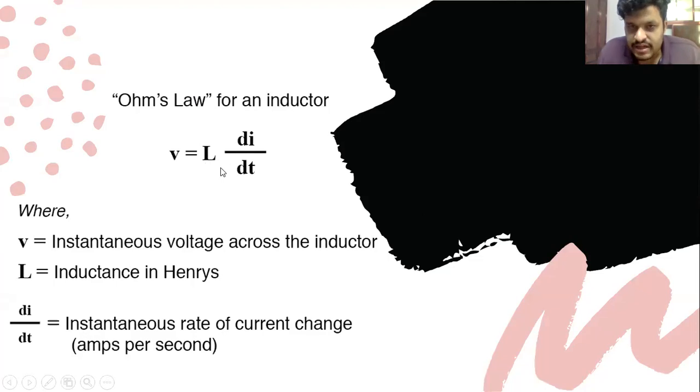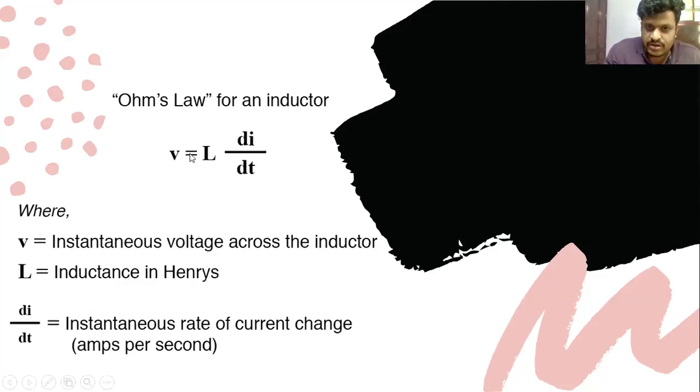That means here we can say that the voltage is directly proportional to the rate of change of current. That is a point you need to know. The voltage induced across the inductor is directly proportional to it. When the rate of change of current varies, voltage also varies. Or in other words, when voltage varies, the rate of change of current also varies.